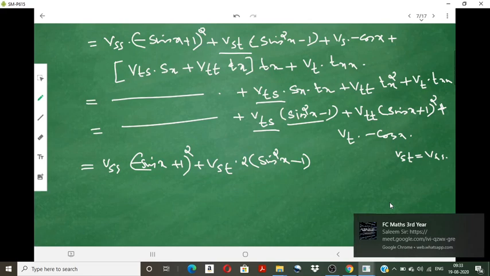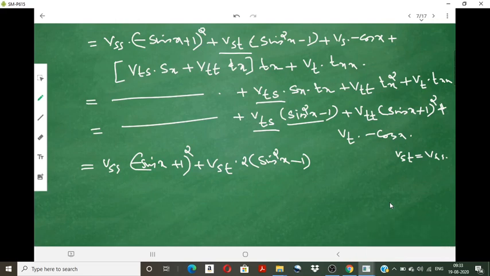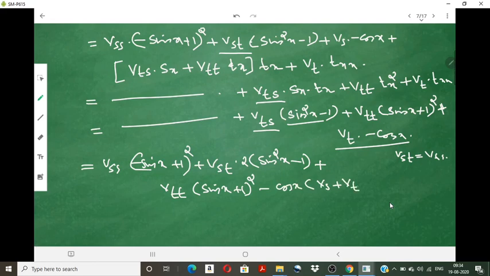Then the next Vtt term. The Vtt term is only one term, so it is Vtt into sin x plus 1 the whole square. Then Vs into minus cos x is there, and Vt into the remaining term is Vt into minus cos x. So minus cos x into Vs plus Vt, isn't it? Vs plus Vt. So this is our Uxx.